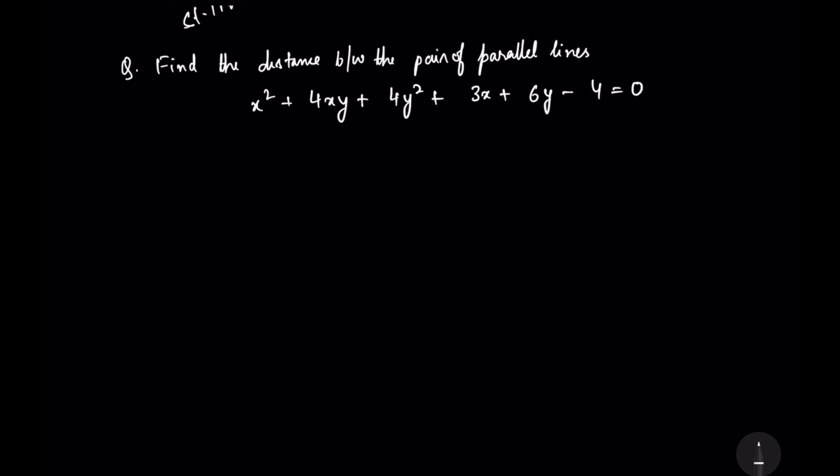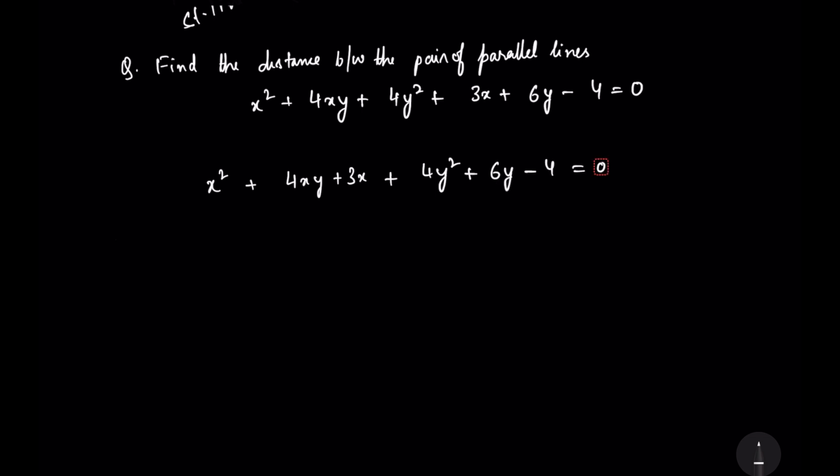Find the distance between the pair of parallel lines. How do you do this? So just see what I'm doing, and this is how you learn this problem. So x square plus 4xy plus 3x. Let's write it together. Plus 4y square plus 6y minus 4 is equal to 0.